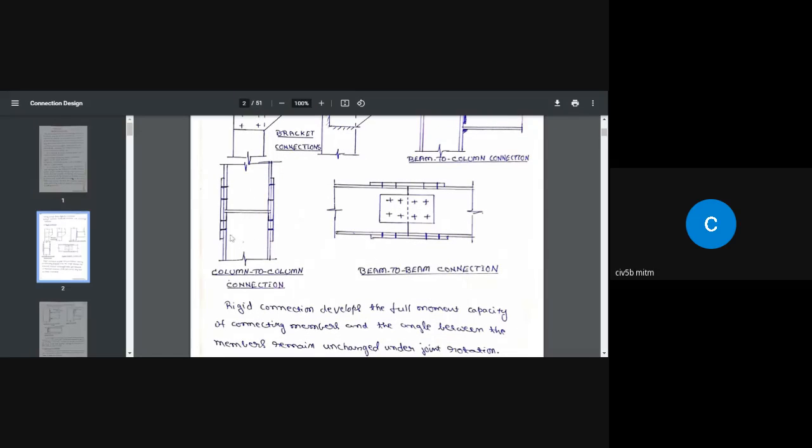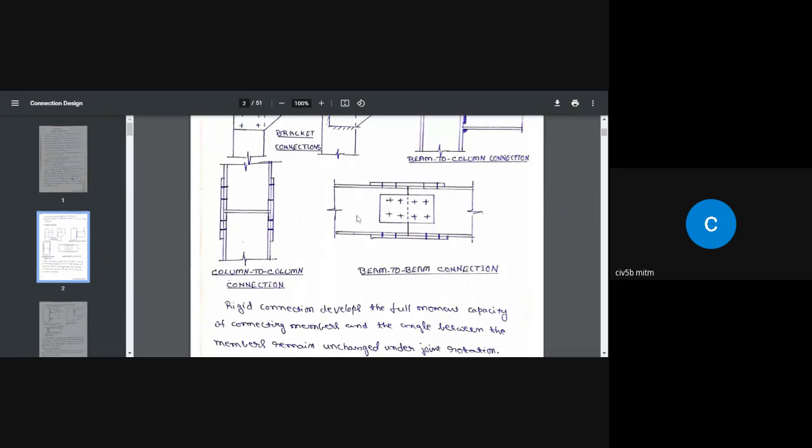Here is the column to column connection. Any I section has certain limitations as far as its length is concerned. When we extend the member beyond the limiting length available in the market, we need to connect the lower part of the I section and the upper part of the I section through connections. Those connections are called splicing. This is called column splicing, and we put plates on both faces and connect them using bolts or welds.